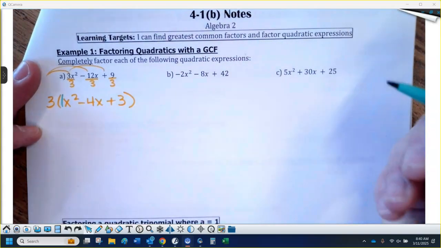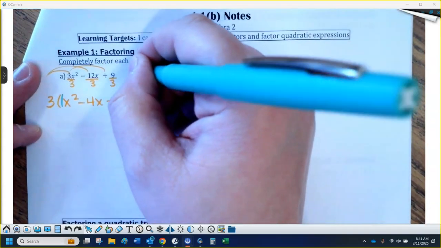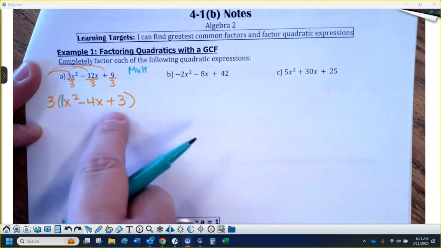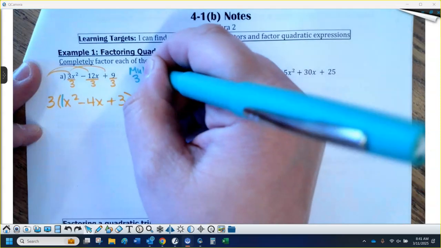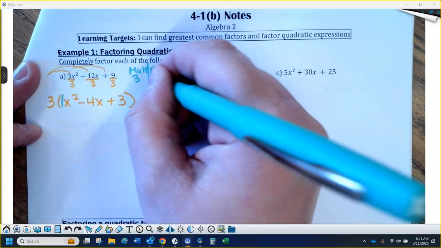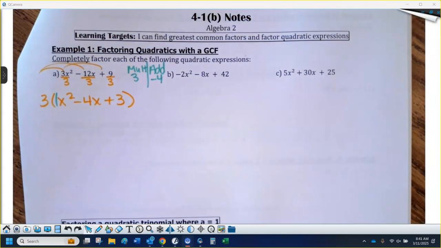My a value would just be 1 there. So remember we did yesterday, you have to multiply a times c, so this would just be 1 times 3. And I'm going to add to get the b value, which is just the number in front of the x. So can you think of, this one's really tricky, can you think of 2 numbers that if you multiply them together, it would give you positive 3, but the same 2 numbers, if you added them together, you get negative 4?